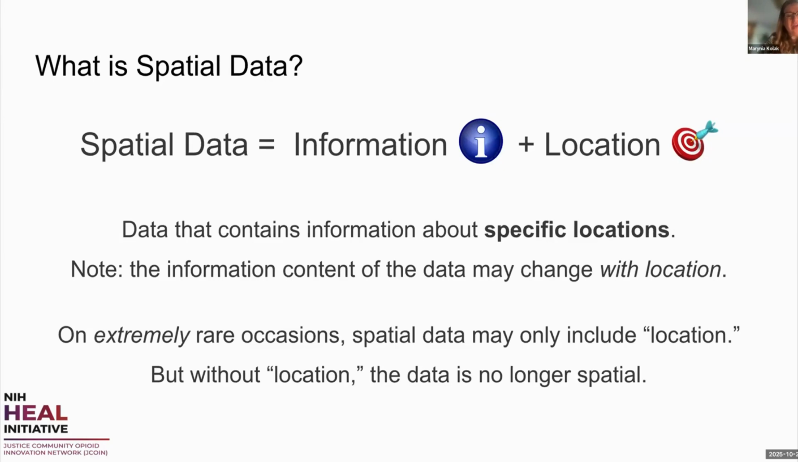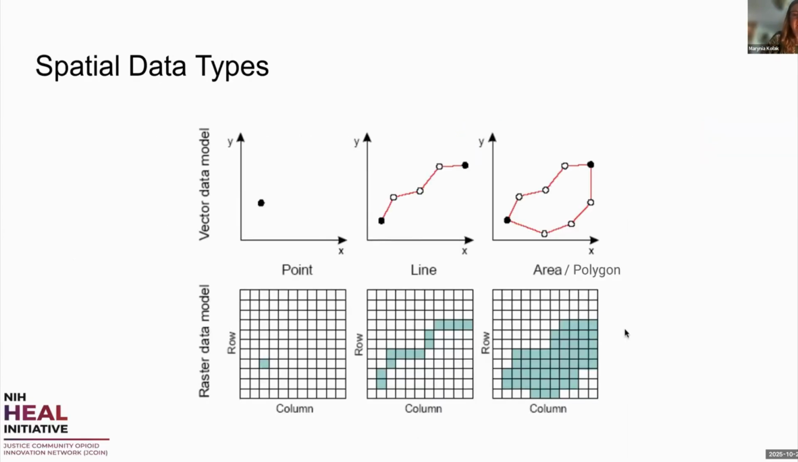On extremely rare occasions, spatial data may only include location, but that's so rare. I've never worked with that in reality. What you'd expect more often is your spatial data to be regular data plus that location option. And there's many different types of data for spatial data.